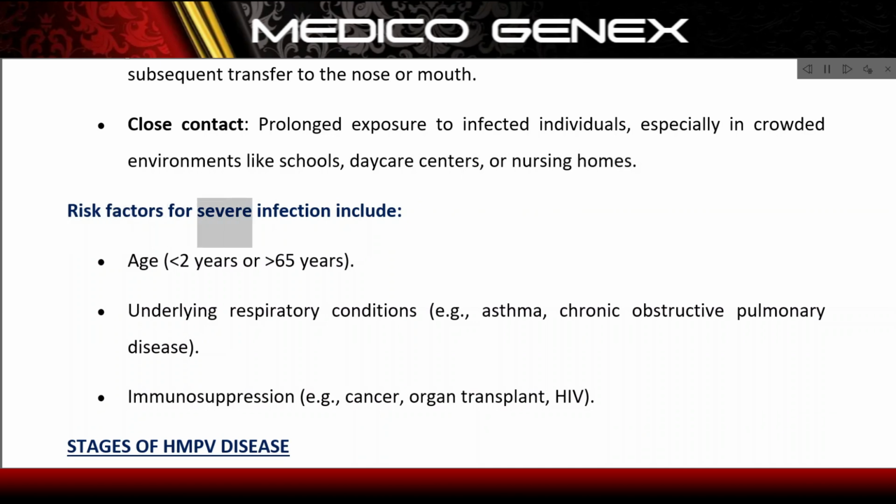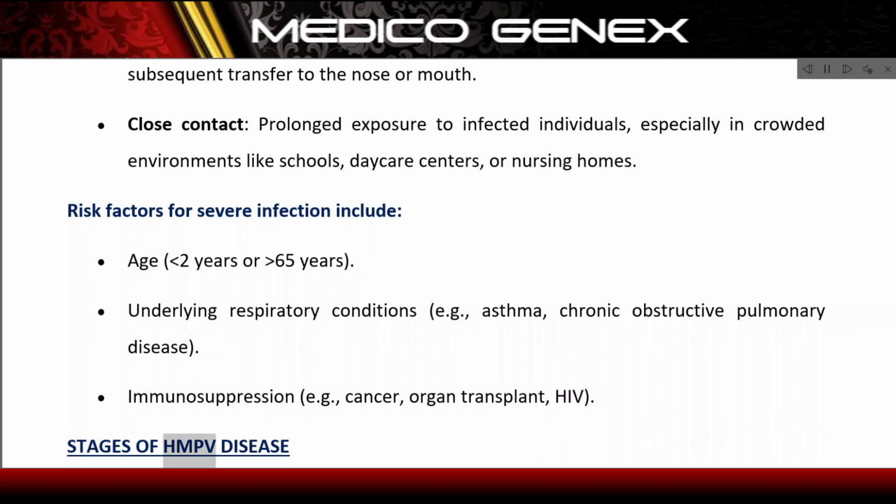Risk factors for severe infection include age, less than 2 years or greater than 65 years. Underlying respiratory conditions, example asthma, chronic obstructive pulmonary disease. Immunosuppression, example cancer, organ transplant, HIV.